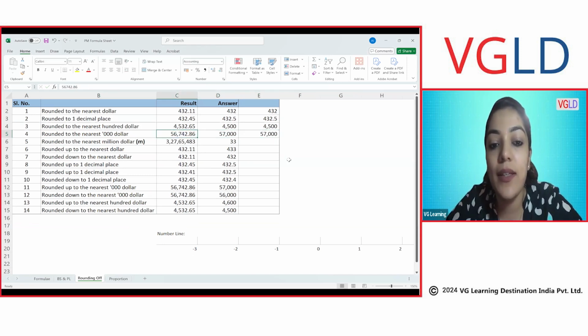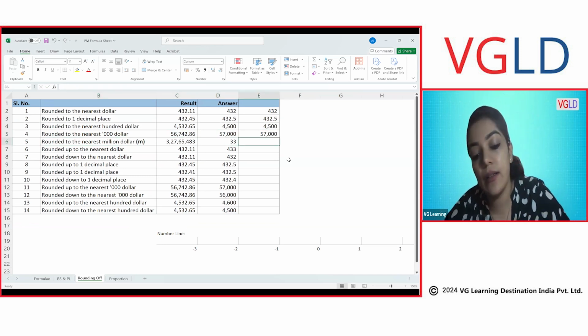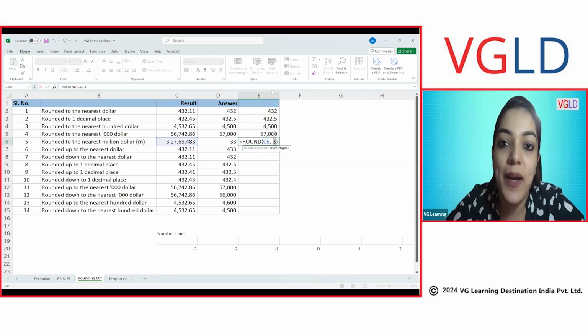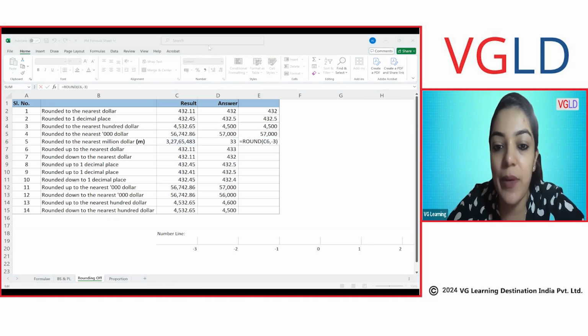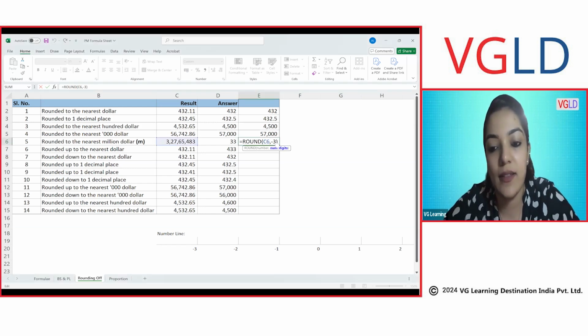Now, round it to the nearest $1 million. So what will I put here? Round it to the nearest $1 million. I have to go back 6 places to the left of the decimal point. So Pratik, what will it be? 6 or -6? Very good. It will be -6.